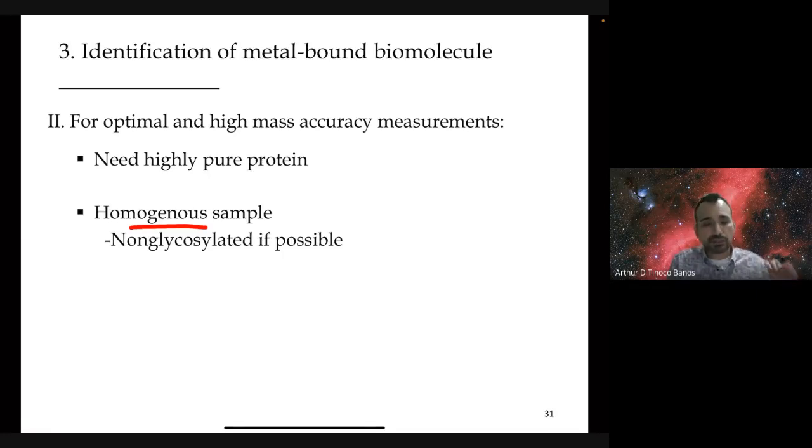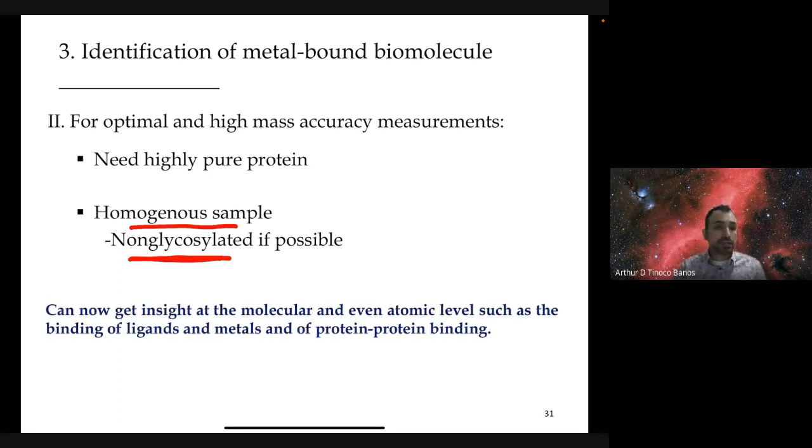Proteins are well known to undergo glycosylation, depending on how you've isolated the protein. If you isolate it from a living thing, or if you recombinantly express it, depending on what you've expressed it from, it can be highly glycosylated. So the key thing is to try to remove all the glycosylation to get your proteins as homogeneous as possible. Now you can get insight at the molecular and even atomic level, such as the binding of ligands and metals and of protein-protein binding.